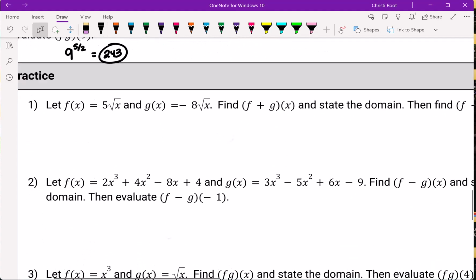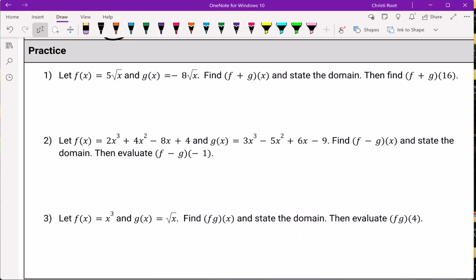So here's what I want you to do. I want you to take a few minutes. I want you to try to work out 1, 2, and 3. And just pause the video. And then when you're ready to check it, go ahead and unpause and we'll see if you get it right.